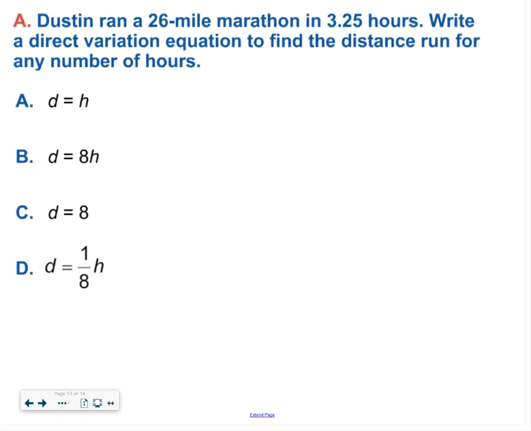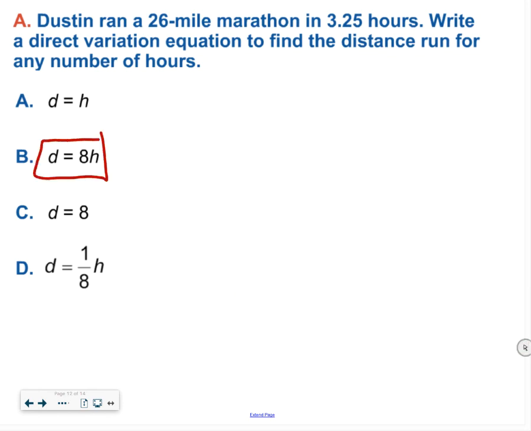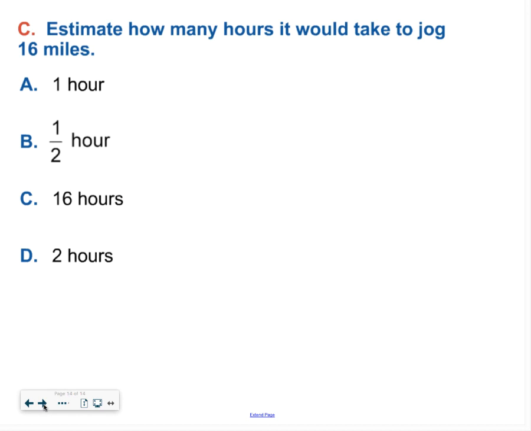Okay, so why don't you guys go ahead and try this last example on your own and see how you do. Hopefully for letter A, you determined that the equation would be D equals 8H. And then go ahead and try the next one on your own, see which graph you determine. Hopefully you chose the letter C graph. And our last one for you, estimate how many hours it would take to jog 16 miles. Hopefully you ended up saying 2 hours.